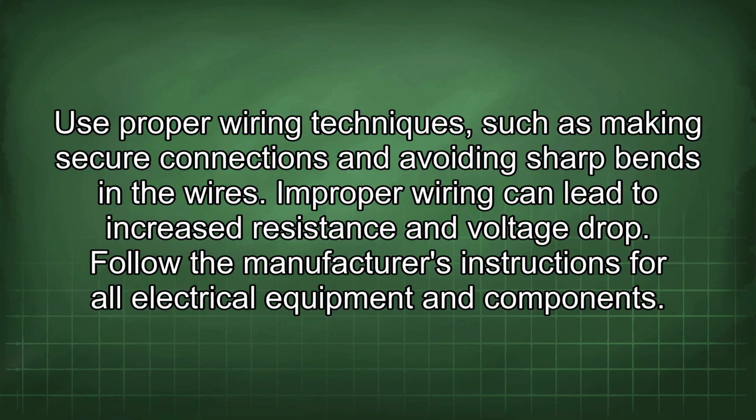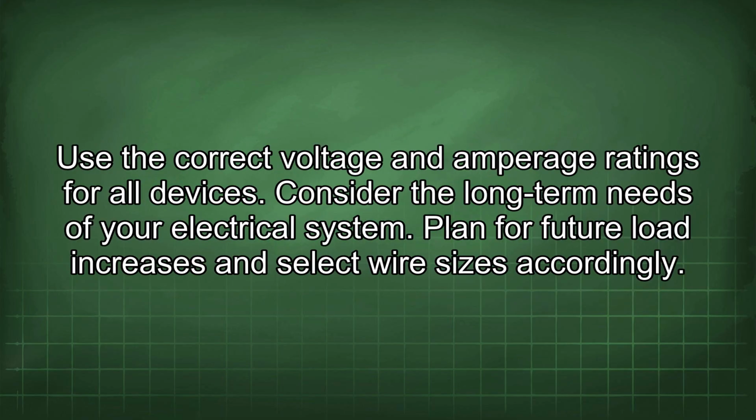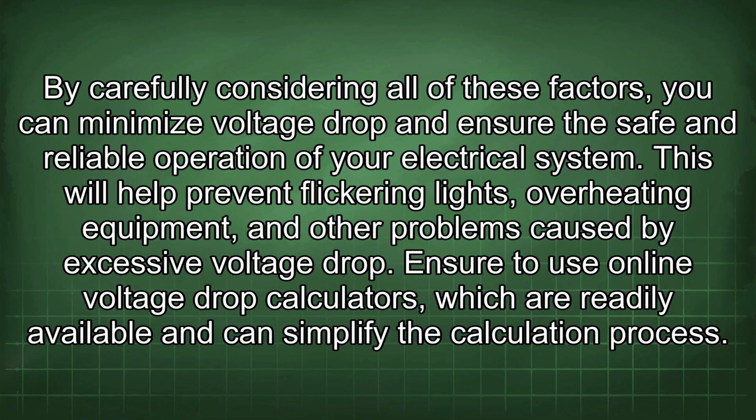Follow the manufacturer's instructions for all electrical equipment and components. Use the correct voltage and amperage ratings for all devices. Consider the long-term needs of your electrical system. Plan for future load increases and select wire sizes accordingly. By carefully considering all of these factors, you can minimize voltage drop and ensure the safe and reliable operation of your electrical system. This will help prevent flickering lights, overheating equipment, and other problems caused by excessive voltage drop.